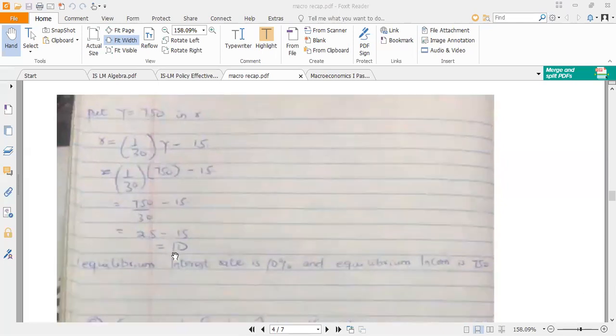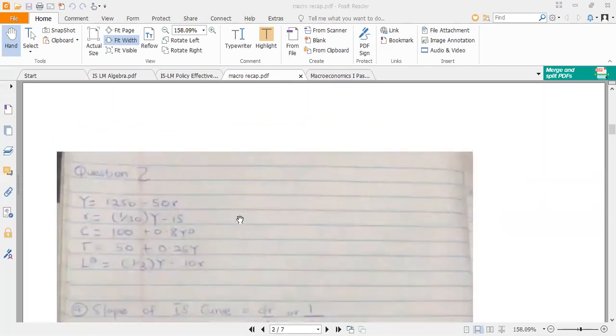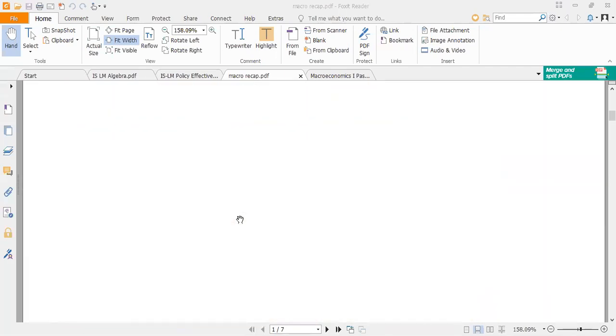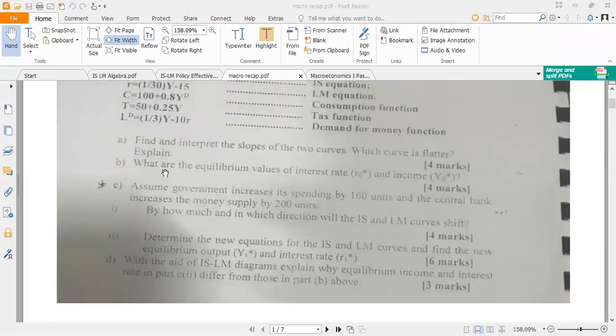We are getting the interest rate to be 10. So we have an equilibrium interest rate of 10% and an equilibrium income of 750. Definitely you'll be asked to find equilibrium Y and then equilibrium R. So that is the second part of the question.